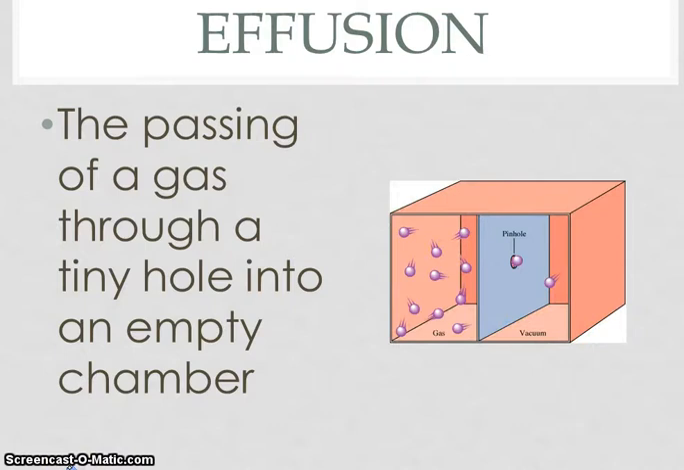So if we look at this picture as an example, we start over here on the left-hand side with gas particles that are moving around. On the right-hand side of this container, we have a vacuum, meaning there are no gas particles. And the rate at which the gas particles move from this side through the pinhole into this side is called the rate of effusion.